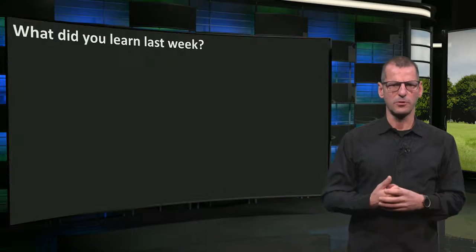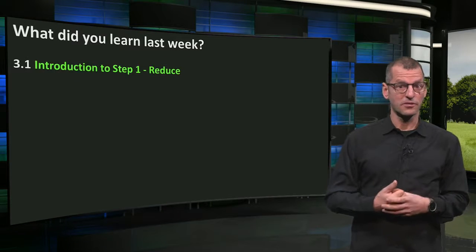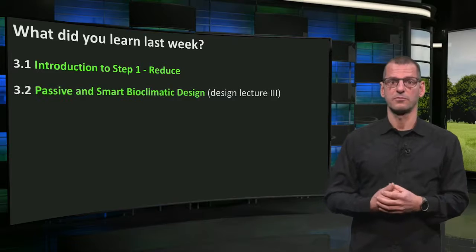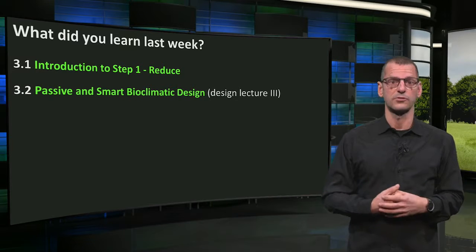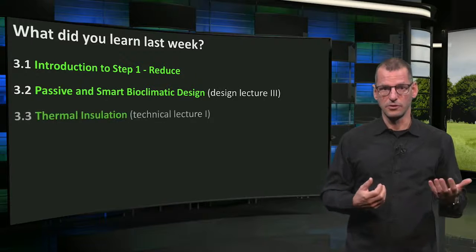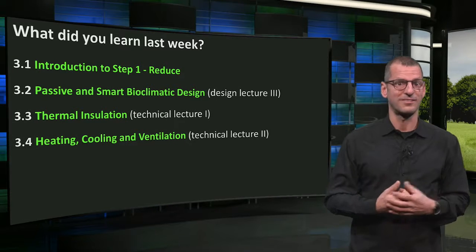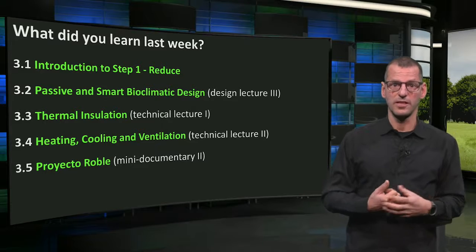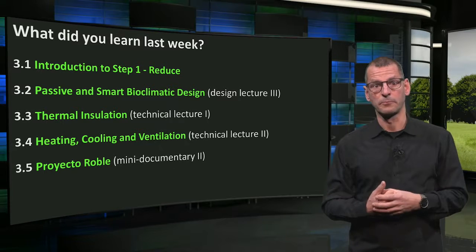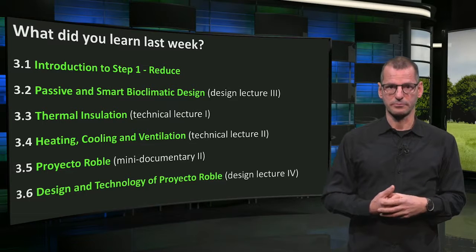Let's again have a short look back to see what you learned last week. After a short introduction, you saw many examples of passive and smart bioclimatic design, which were meant as inspiration for your own solutions. Afterwards, you learned about thermal insulation and the efficient use of heating, cooling and ventilation. Last week's mini-documentary introduced a sustainable office called Proyecto Roble. And finally, the design and technology was further explained.